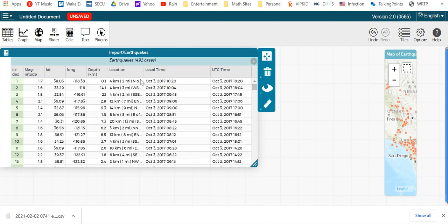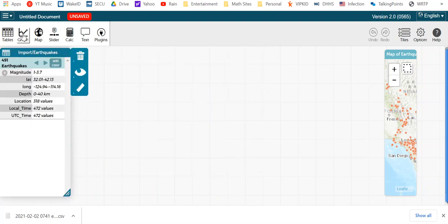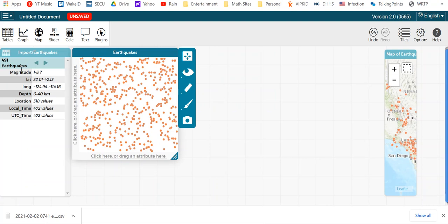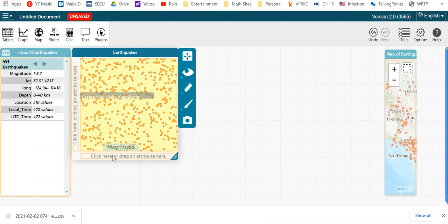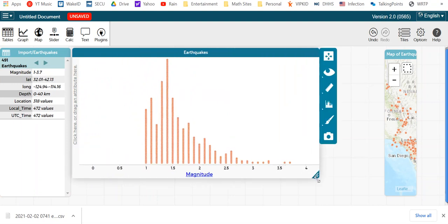So let's see. Let's change this to case card view, and we're going to do a graph, and we want to do magnitude. I'm going to drop magnitude down here, and that shows us the magnitude of it. And of course, they're all in tenths. 1, 1.1, 1.2, and so on.